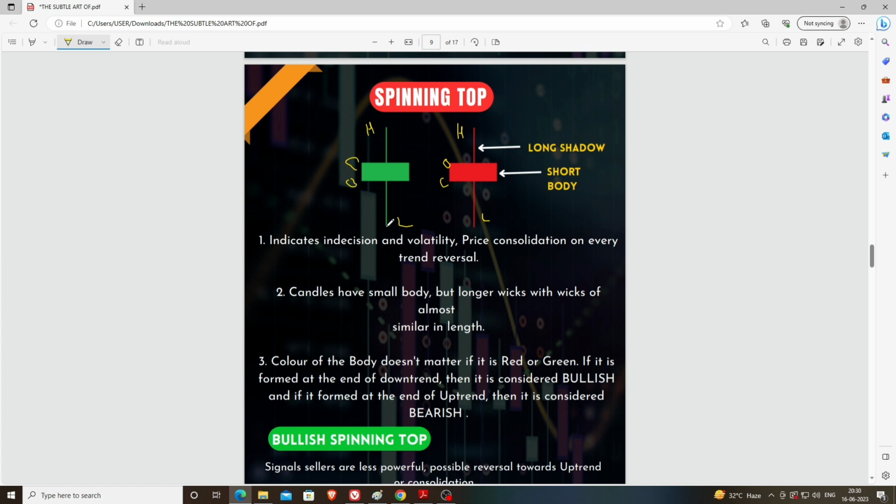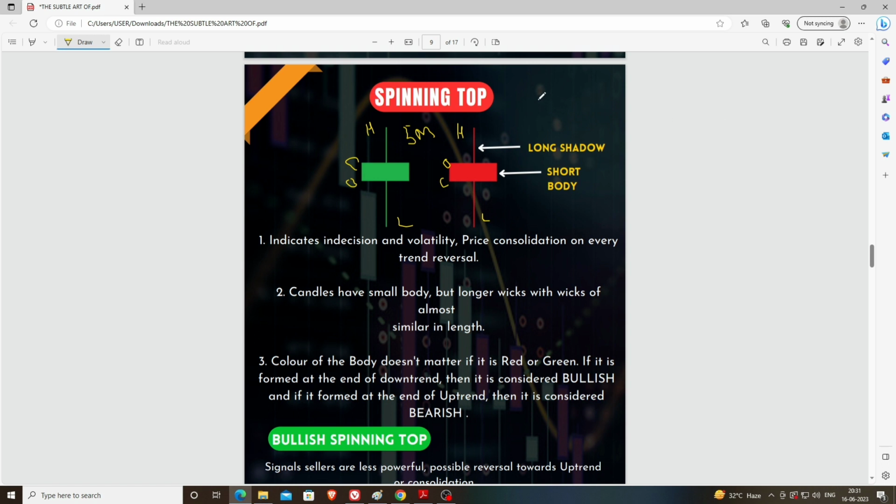For example, the buyers have tried to push up the price, and at the same time, the sellers have also tried to push down the price. So the price came somewhere into the middle and then settled, for this particular time period, say a 5 minute candlestick. So it indicates indecision and volatility, price consolidation or trend reversal. This candlestick pattern forms because it signifies indecision, like the market can't decide whether a strong bullish or a strong bearish movement is coming in the next time periods.